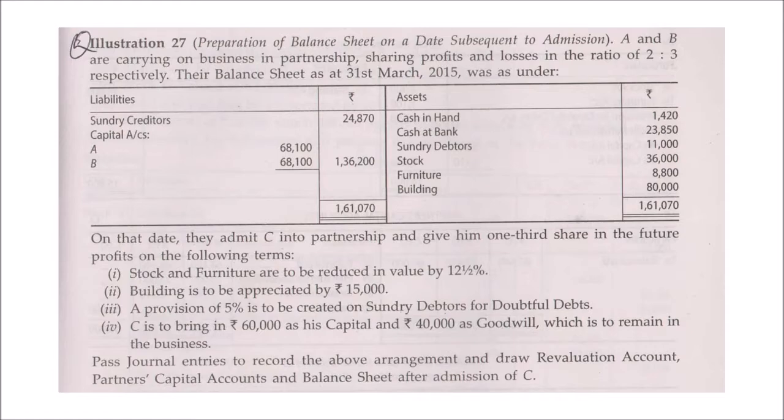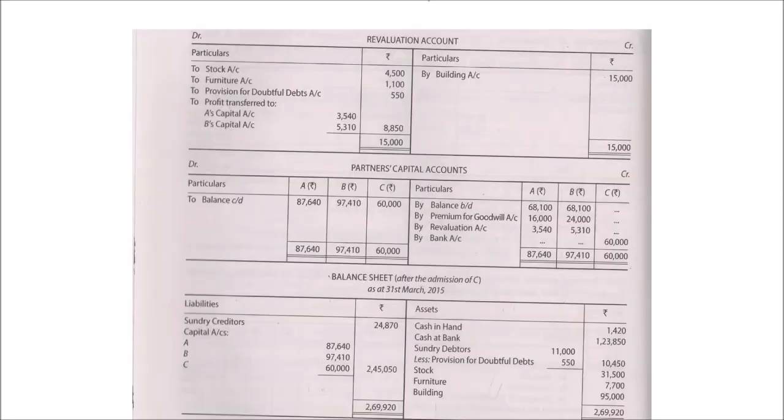Pass journal entries to record the above arrangements and draw revaluation account, partners capital account and balance sheet after admission of C. Here, first of all, you check the question. What is asked in the question? You have to prepare journal entries, revaluation account, partners capital account and balance sheet of the new firm.